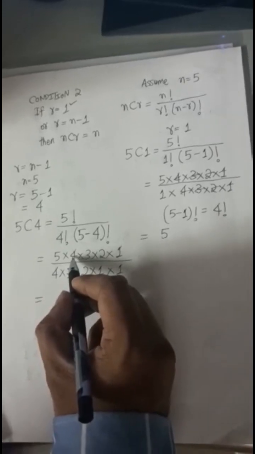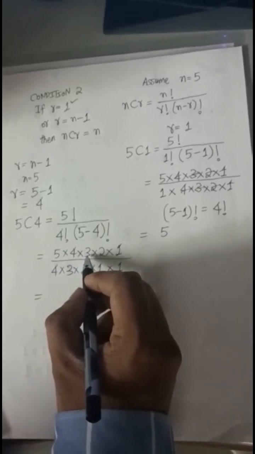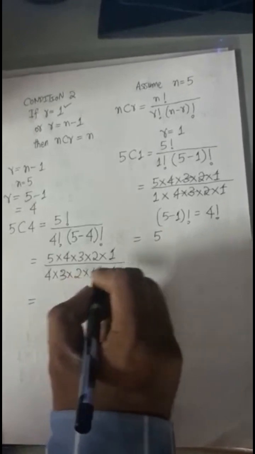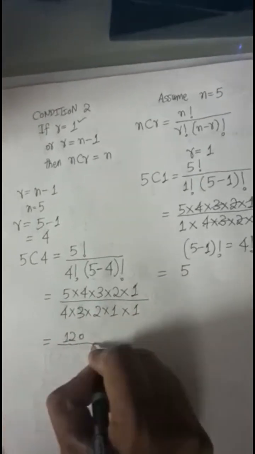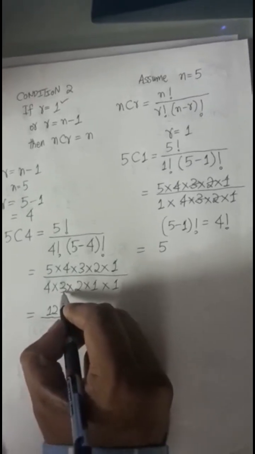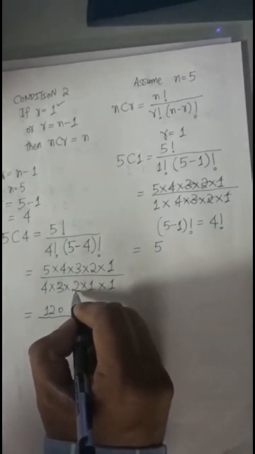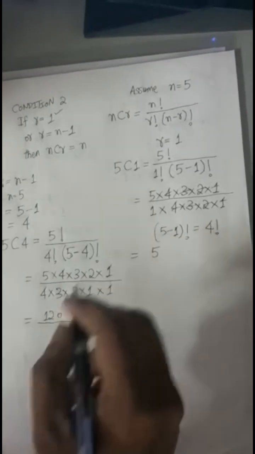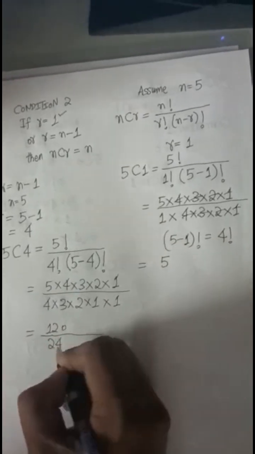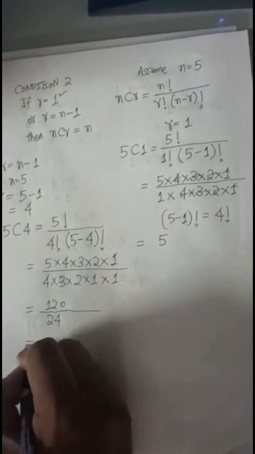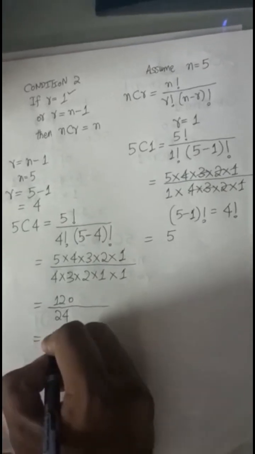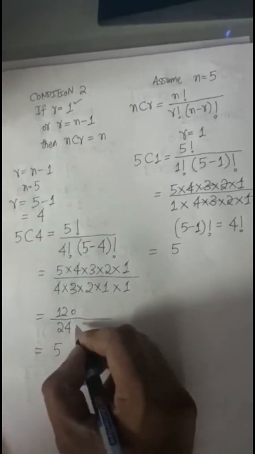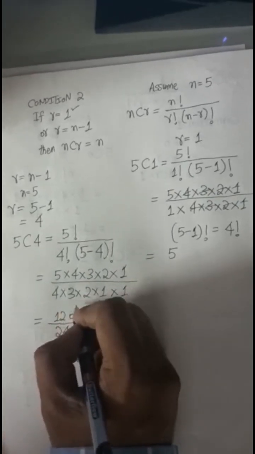Now if we calculate, 5 into 4 is how much? 20. 20 into 3 is 60. 60 into 2 is 120. 120 into 1 is 120, divided by 4 into 3 is 12. 12 into 2 is 24. 24 into 1 into 1 is 24. So if we divide this, we will get the answer equal to 5. 24, 5, 0 will be 5. Condition 3 I am going to explain to you.